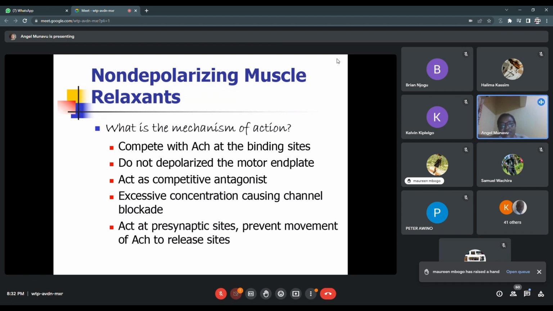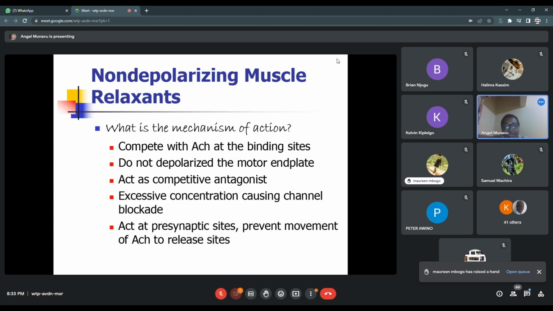So what these non-depolarizing muscle relaxants do, they do not depolarize. They do not cause any contraction on the muscle. Nothing happens. They just bind to the receptors and nothing happens. The muscle just becomes paralyzed. So they act as competitive antagonists. Suxamethonium acts as, we say, a competitive agonist because it works the same.